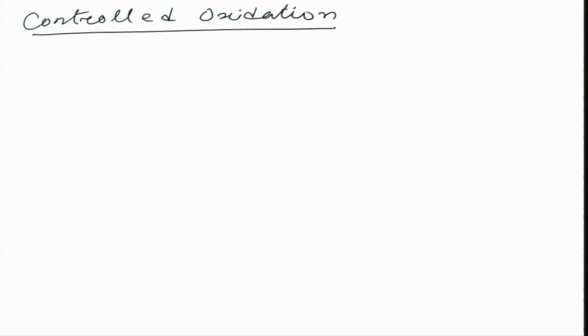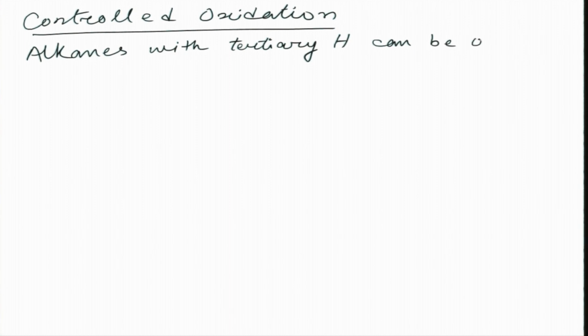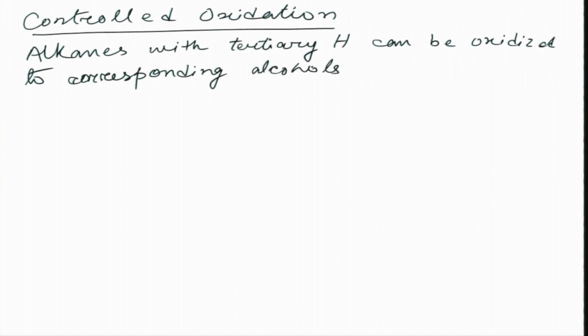Okay. So, generally alkanes with tertiary hydrogen atom can be oxidized to the corresponding alcohols by potassium permanganate or KMnO4.